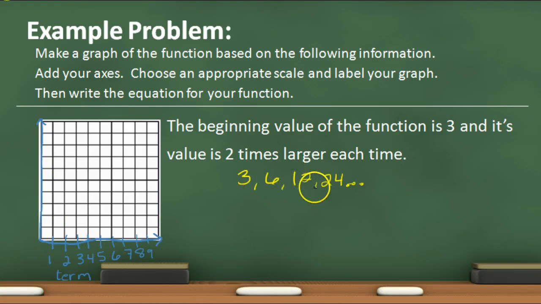And then on the side here, I may want to go up by something a little bit bigger because I'm going 3, 6, 12, 24. I want to get at least a couple of those on there. So I'm going to go up by 3s. I could have chosen 2s, 4s.